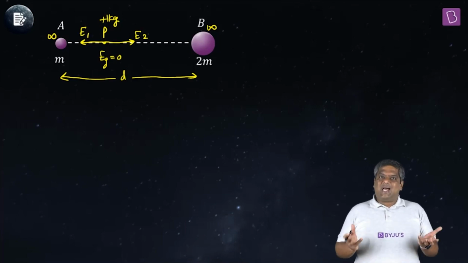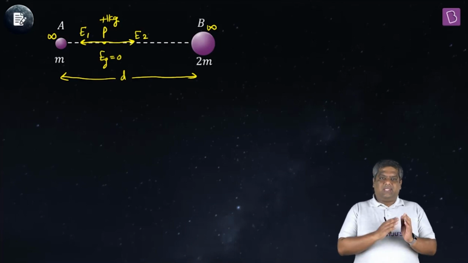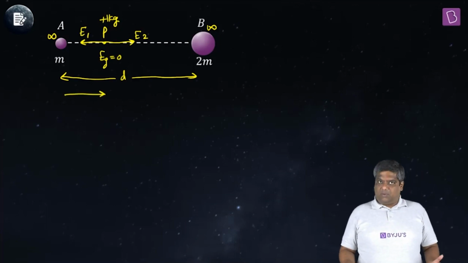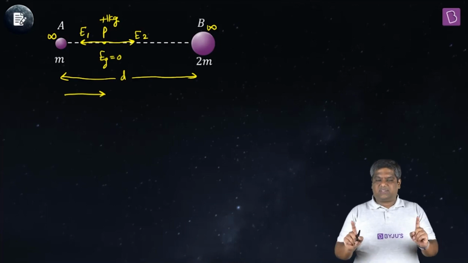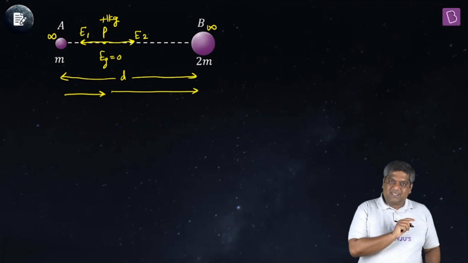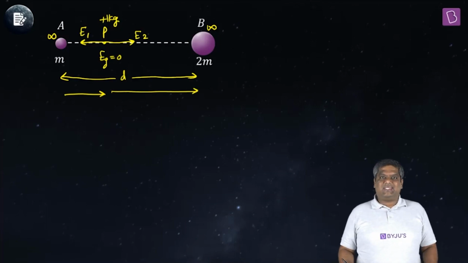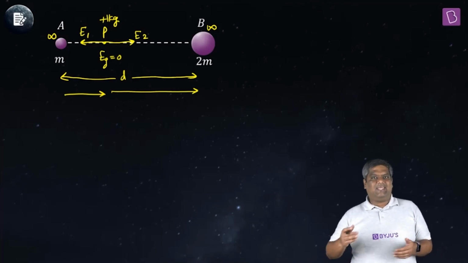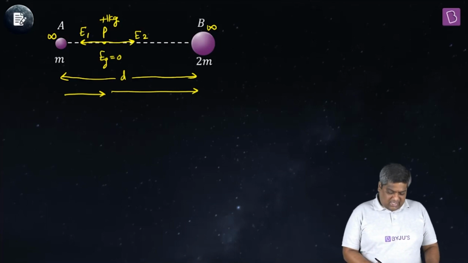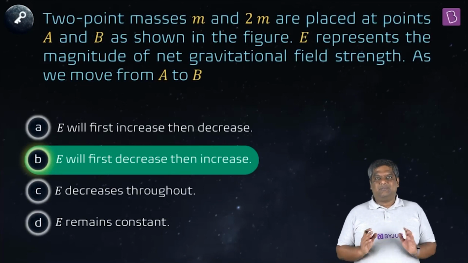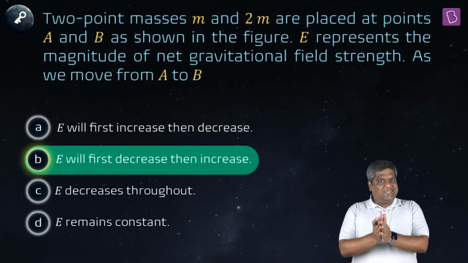So what is actually happening to the magnitude as you move from A to B? Well, at A it is infinity, then you move from A to P. When you move from A to P, it is decreasing from infinity to 0, obviously, right? The magnitude. We are not at all discussing about direction here. Now, from P to B as you move, at P it is 0, at B it is infinity, so it is increasing again. So the answer is, it first decreases, becomes 0 at some point, and then increases. So which is the option that matches with these arguments of ours? It is option B. E will first decrease and then increase.